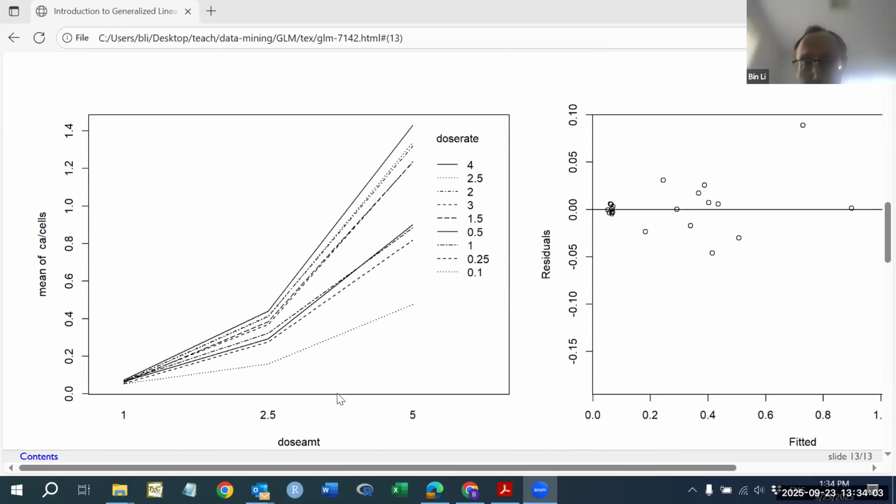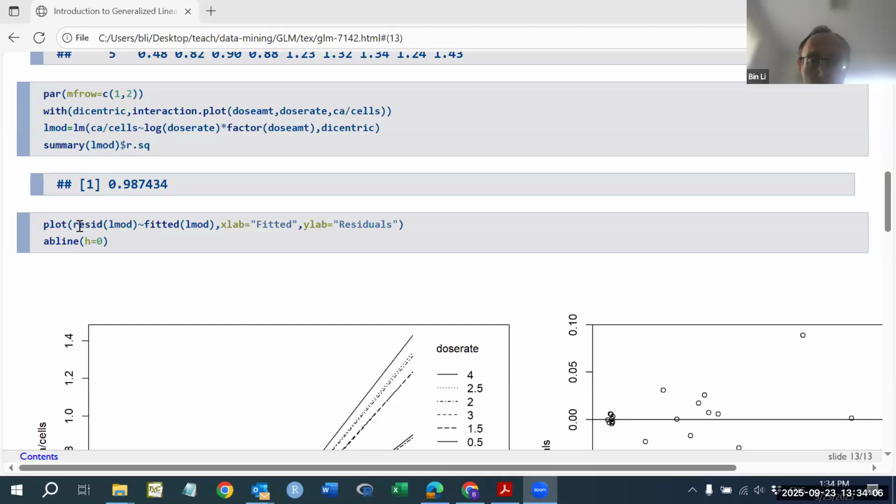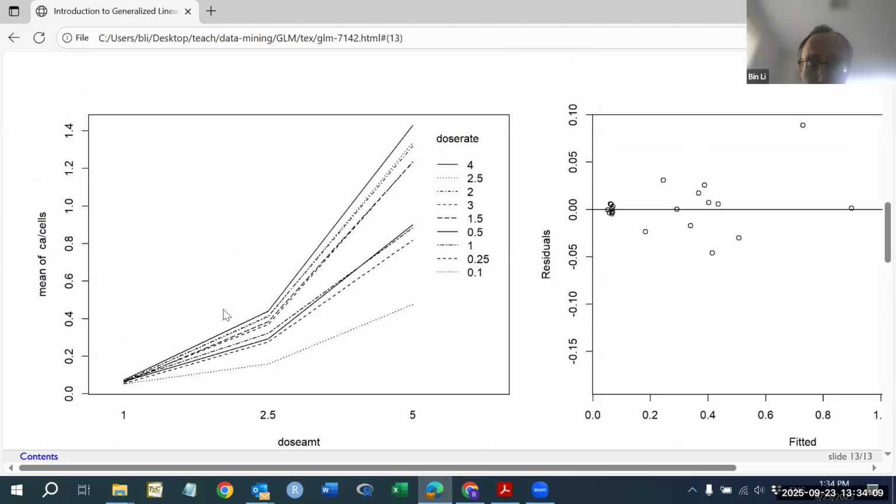So this is the interaction plot, and you can draw this plot through this code. You can see here the horizontal axis is the dose amount. We have three levels, 1, 2.5, and 5. And for the dose rate, I use different line types to show the dose rate from 4 through 0.1. So these are the different dose rates. The vertical axis shows the mean of the abnormalities divided by the cell counts.